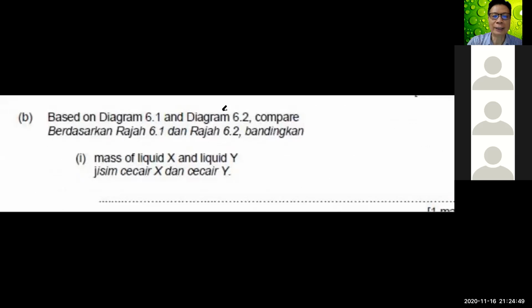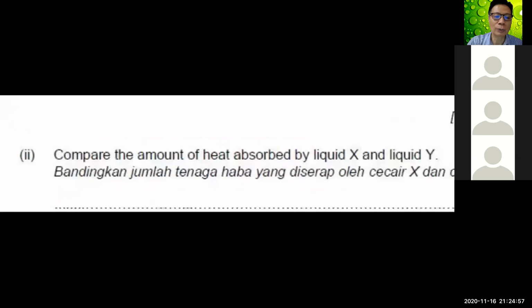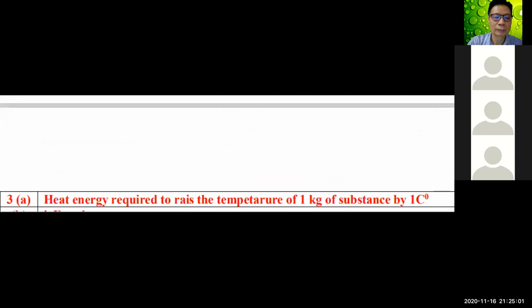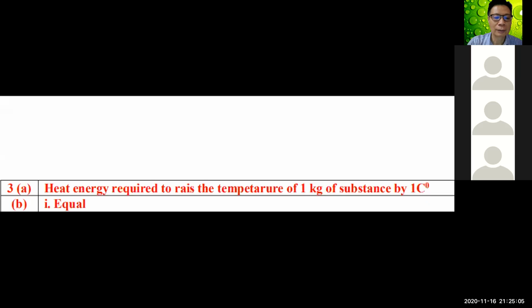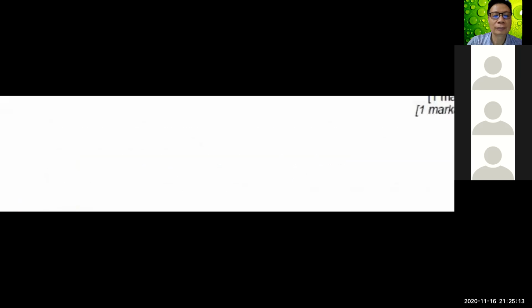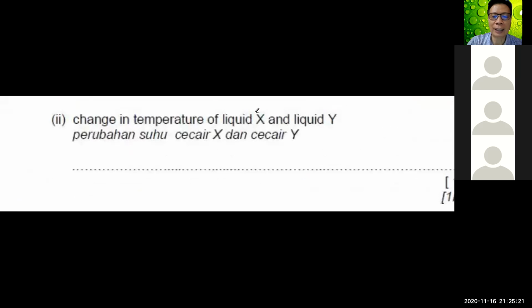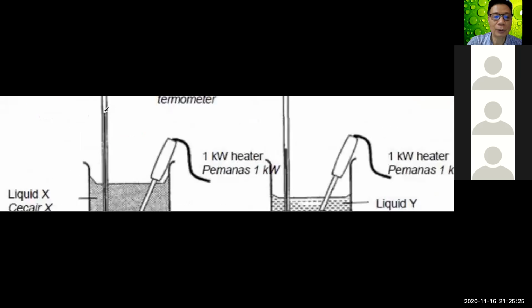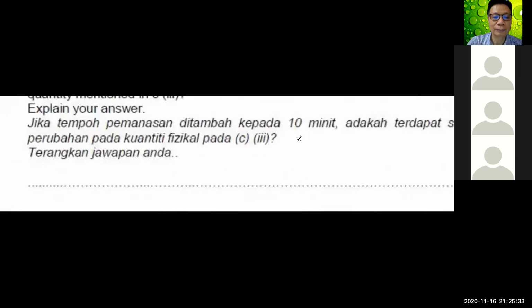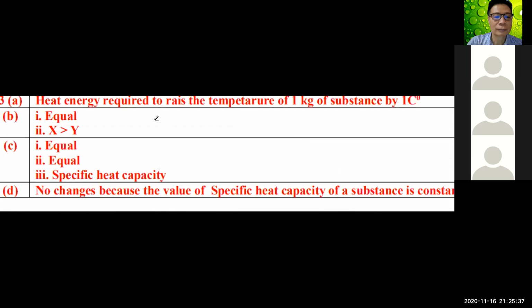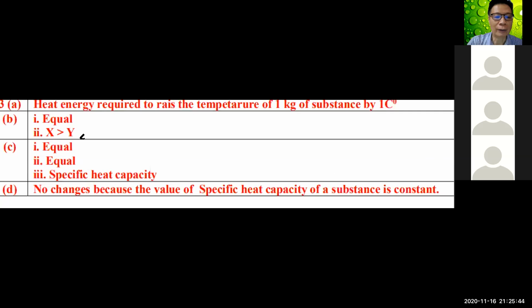Compare the mass of liquid X and Y. The 200 is already given there, 200 grams are the same, so the answer is equal. Next, change in temperature. You see here, this one's temperature goes higher, this one lower, right? So the change in temperature of X is bigger than Y. X bigger than Y. Okay, the rest are equal.